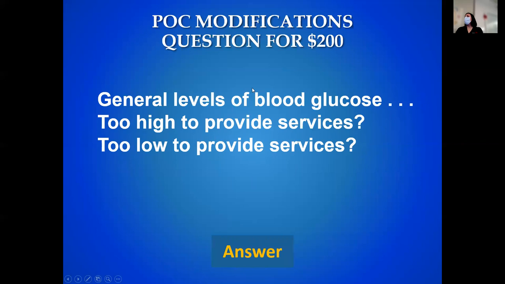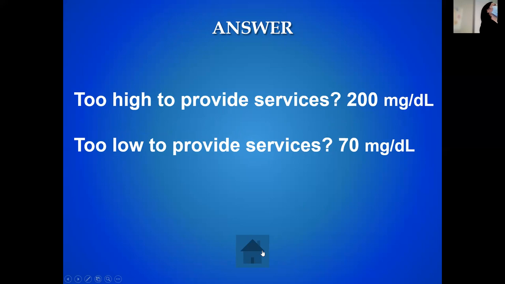Okay. General levels of blood glucose: too high to provide service, too low to provide service for blood glucose. Callie. Anybody? 70. I hear it's 700. What is that? Our clinic is 200 if our diagnosis is below 7. But if they're diabetic. Oh, sorry. 200 and 70. Okay, go, Olivia. Pick somebody.